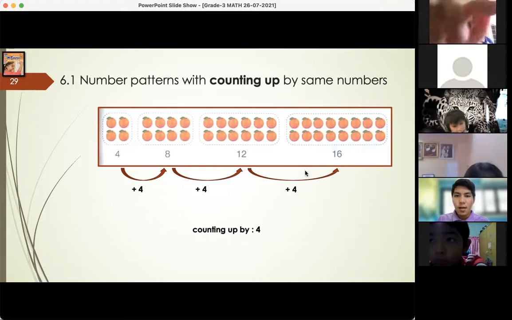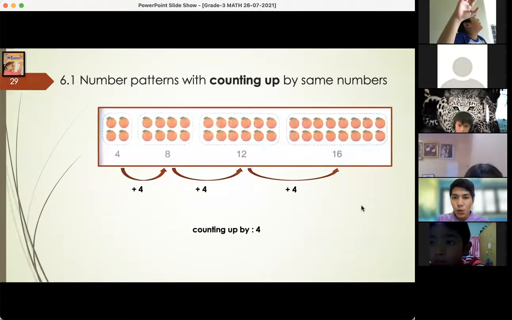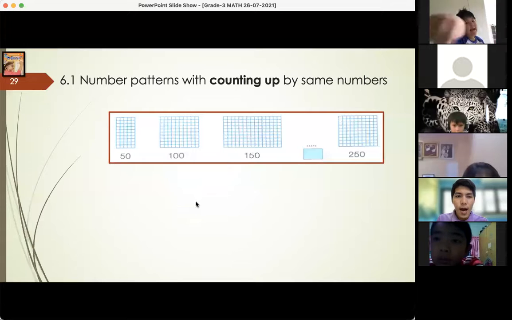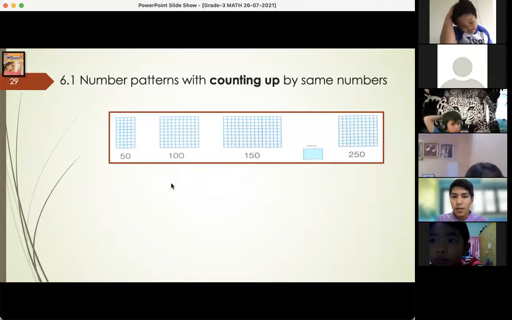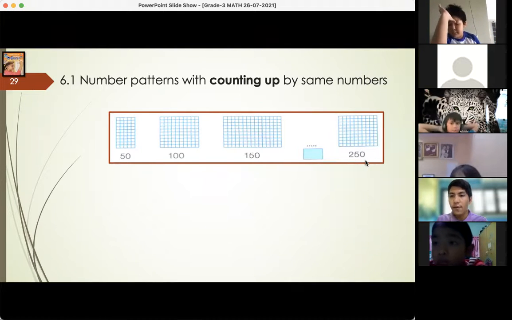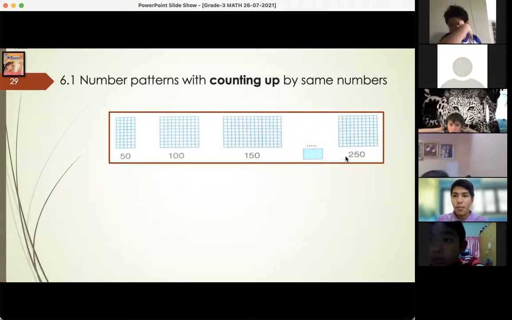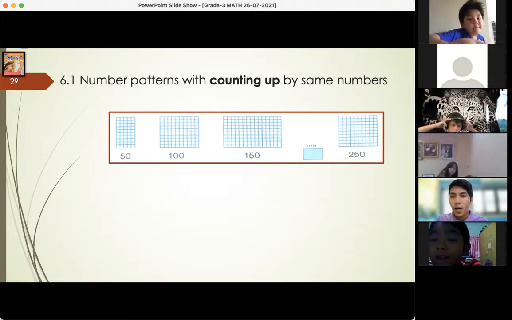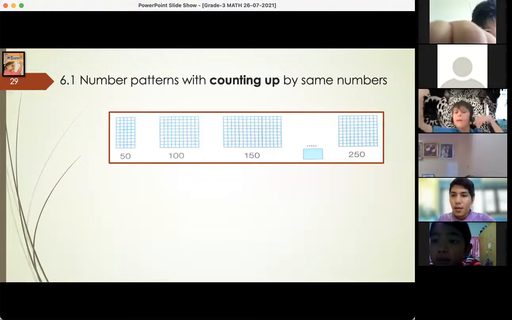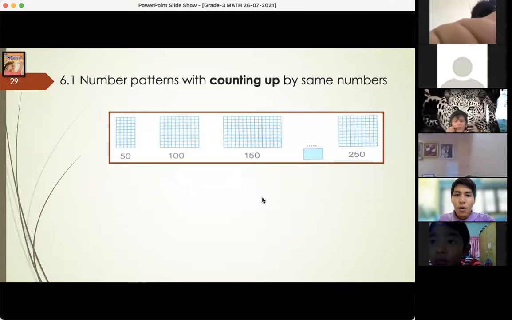Okay, if you get it, let's look at example number 2. We have 50. Look at the pattern. 50, the next is 100. The next is 150. And here is missing. And then the next number is 250. Now, what is the missing number here? This is also counting up by how much? Anyone? This is counting up by... London, go. How much? 50. Correct. Very smart. This is counting up by 50.